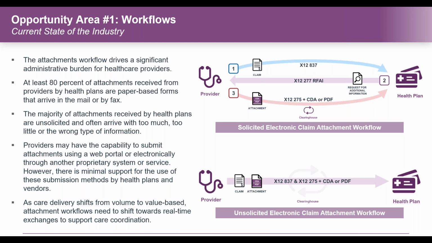So the first workflow is the solicited workflow, which is a multi-step process and is designed to ensure inbound documentation is a better match with a health plan's needs to adjudicate a claim or prior authorization. In this solicited claim attachment workflow, a provider submits a claim, which could be via an X12 837, and then a health plan sends a request for additional information to the provider, which is done via the X12 277 RFAI. And then the request for additional information defines the type of documentation that may be needed to adjudicate the claim.